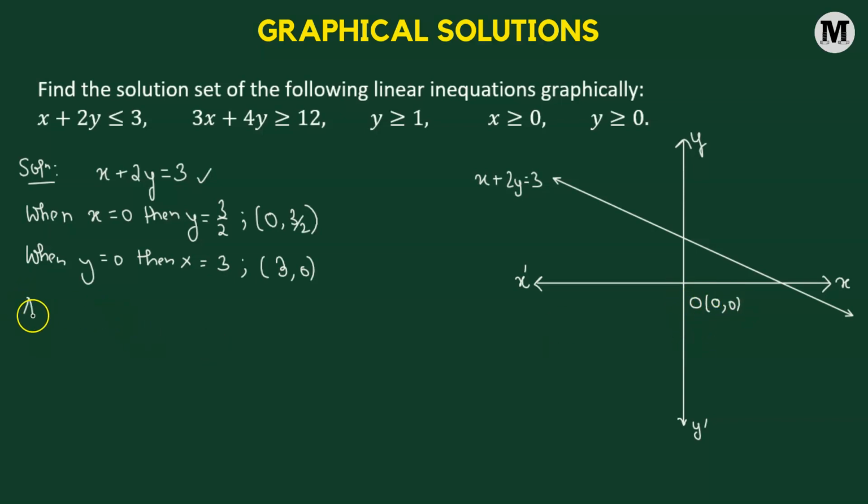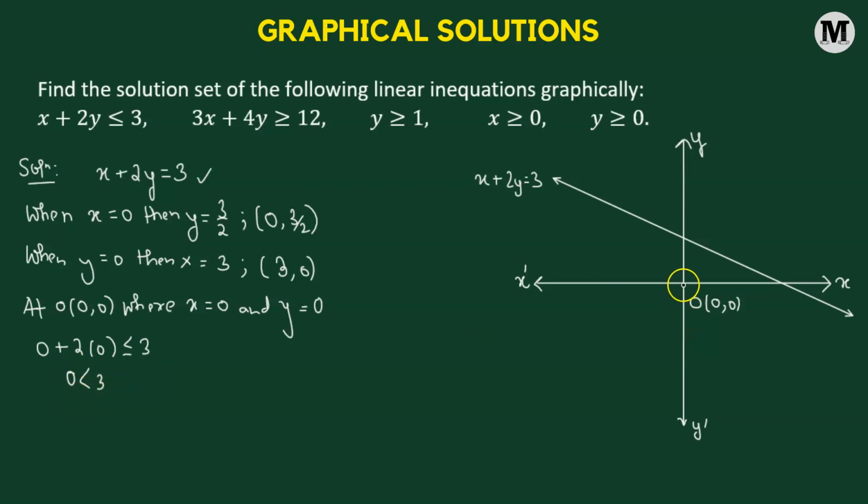At the origin O, 0, 0, where our x value corresponds to 0 and the y value is 0 as well, the linear inequality is going to become 0 plus 2 times 0 less than or equal to 3. Now this gives us 0 less than 3. Now is this a true statement? Yes, that's definitely a true statement. 0 is less than 3.